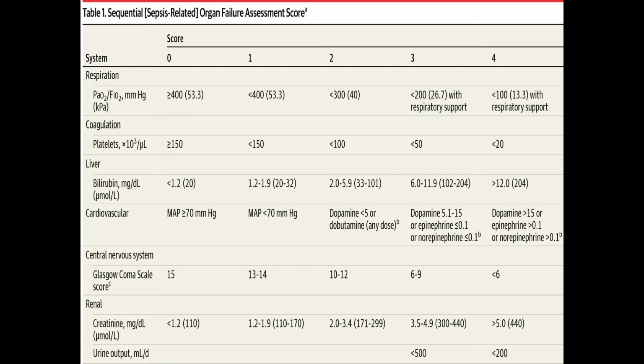Coagulation, okay, platelets, it's a lab test, it's not a clinical thing that I can see or evaluate at the bedside, but it's easy to get, right? CBC gets you platelets. Liver, based on total bilirubin. Once again, not something I can see unless they have scleral icterus or something like that, but it's an easy lab test to obtain. Cardiovascular, which is pretty good. I can put a blood pressure cuff on and I can get a MAP, so I kind of like that one. CNS, I can give somebody a Glasgow Coma Scale score, no problem. Renal, they based it off of creatinine and urine output. Well, creatinine, once again, not a physical finding, but I can get that with an easy lab test.